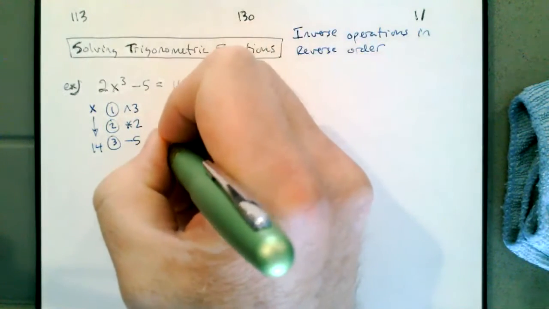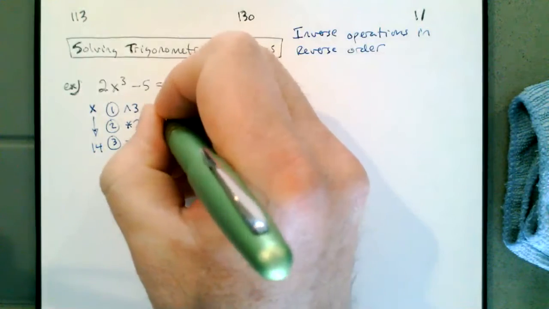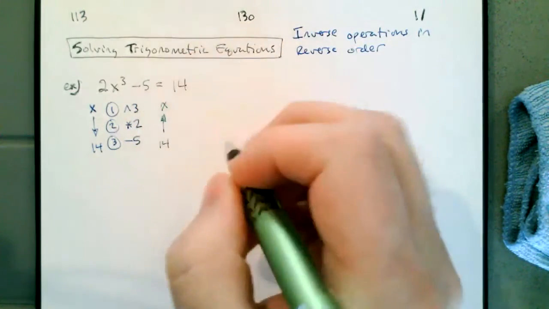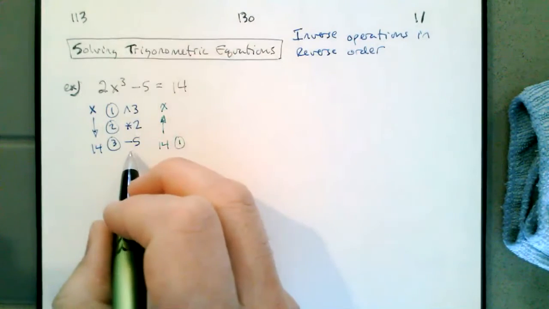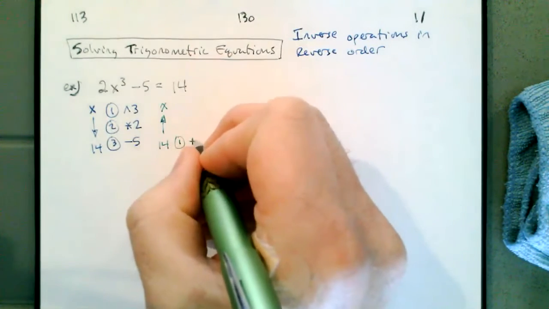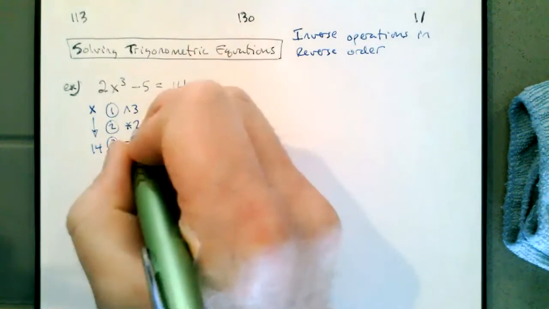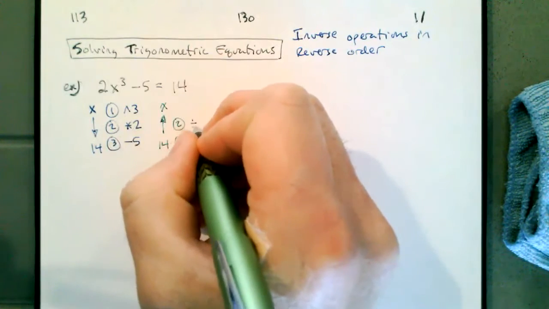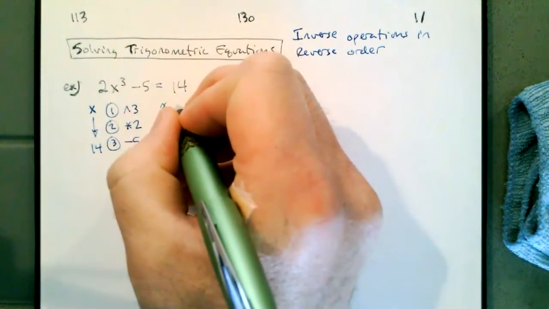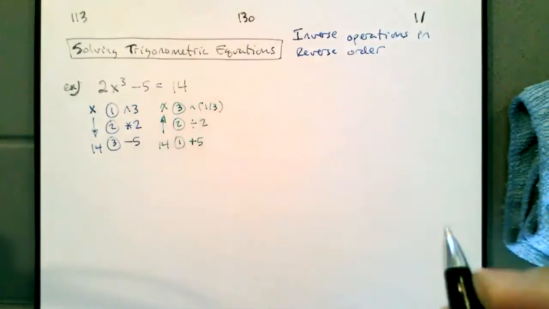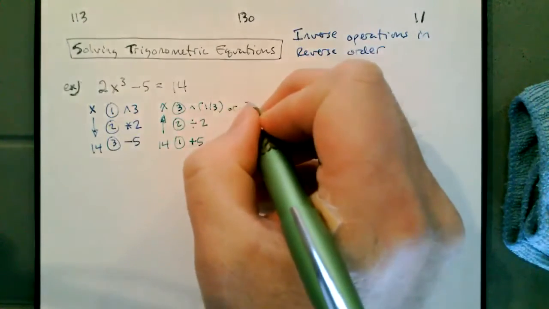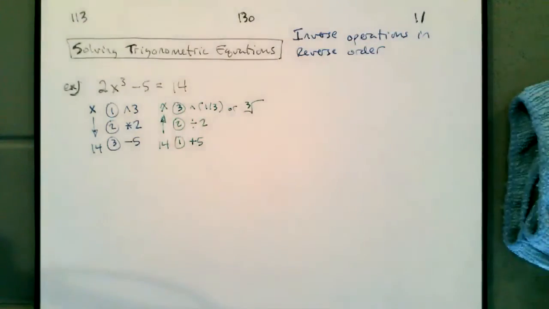So to turn a 14 back into x, we just have to undo all these things that happened. So first, the inverse of subtracting 5 is to add 5. The inverse of multiplying by 2 is to divide by 2. And the inverse of raising to the third power is raising to the 1/3 power, or doing a cube root. I prefer the 1/3 power because I like to read as many things as exponents as I possibly can.